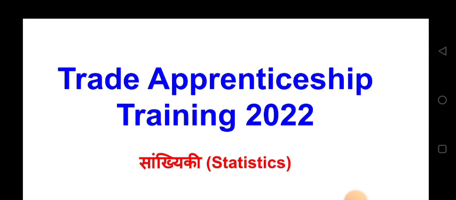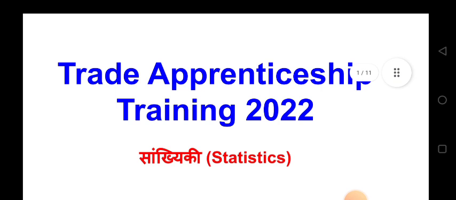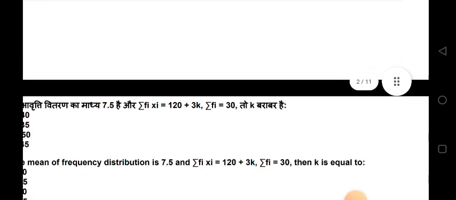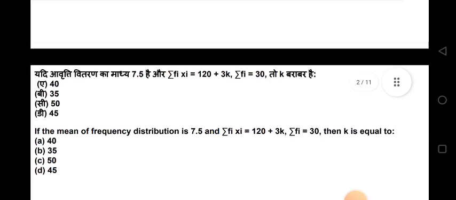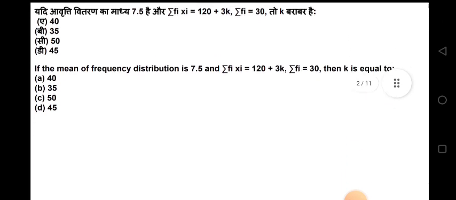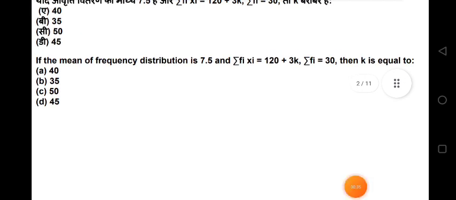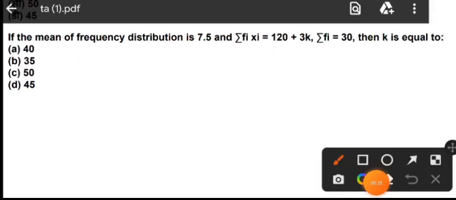So let us start the first question of the topic of statistics. Here is given the first question. So we will start from this question. Here is the question.